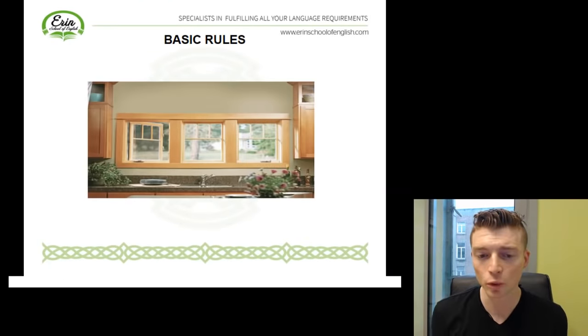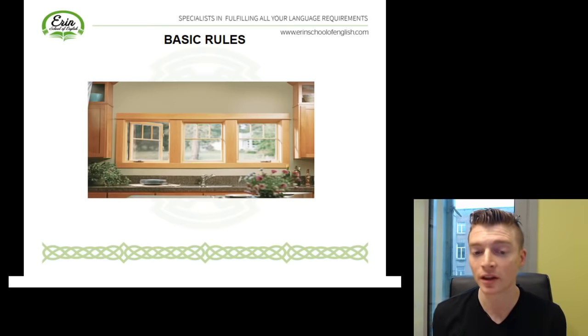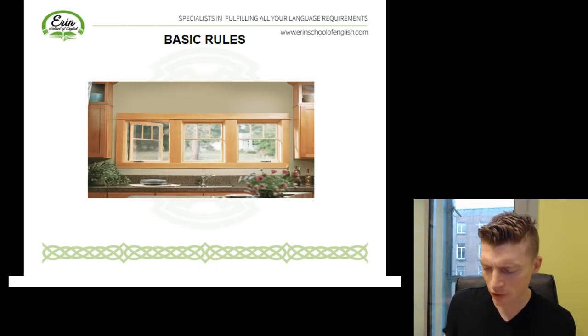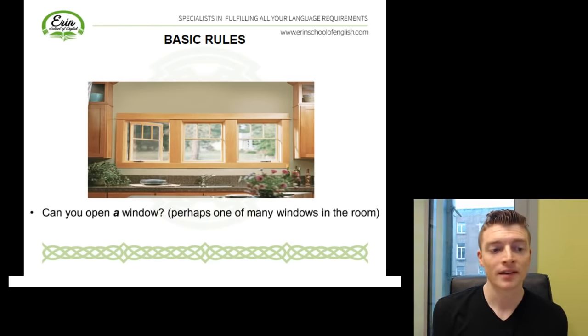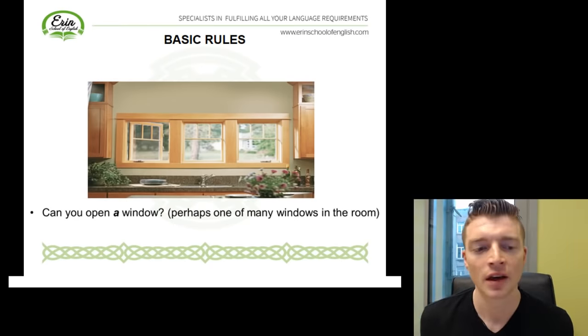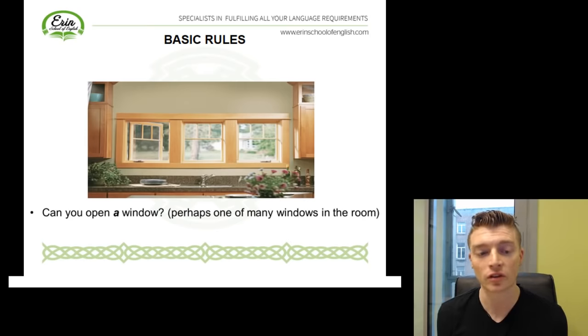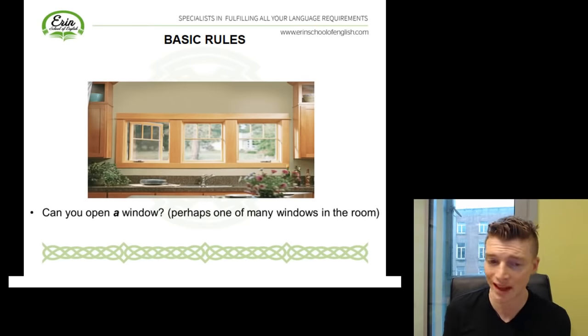So have a look. What do you see here? It looks like a kitchen, and we have 1, 2, 3 windows. So if it's very warm, you might ask, can you open a window? So in this question, a window, it could be referring to one of many windows in the room. We're not talking about a particular window. Any window is okay.